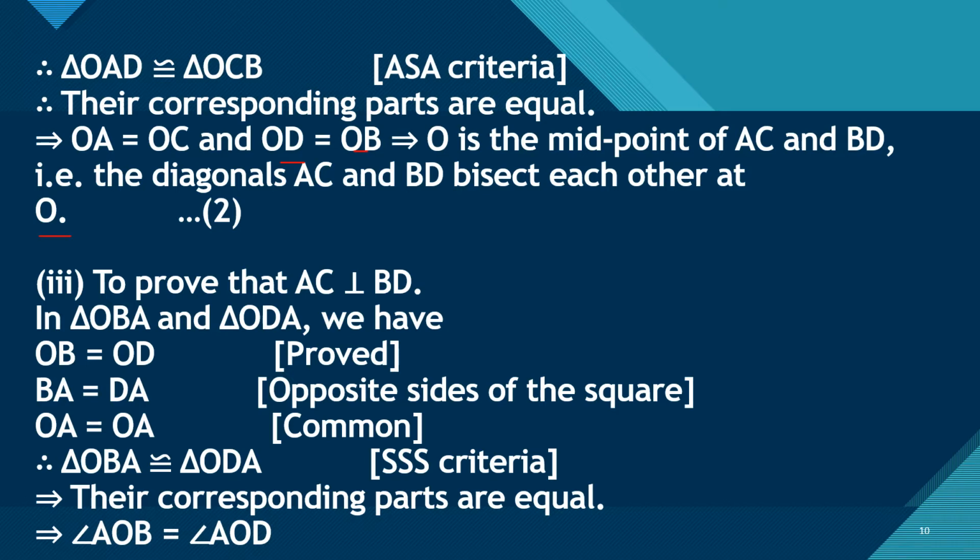Third, to prove that AC is perpendicular to BD, in triangle OBA and triangle ODA, we have OB equal to OD, that is proved. BA equal to DA, opposite sides of the square. OA is equal to OA, common. Therefore, triangle OBA is congruent to triangle ODA by SSS congruence criteria. Their corresponding parts are equal. So angle AOB is equal to angle AOD.